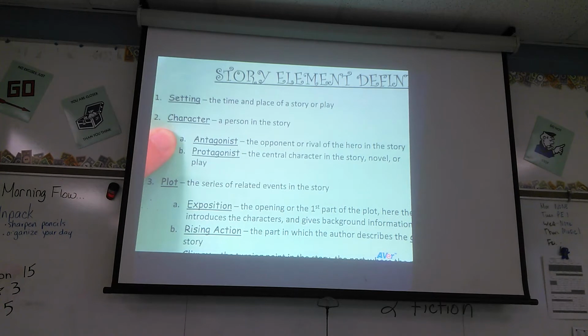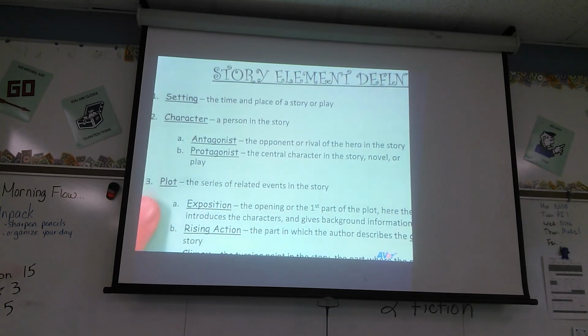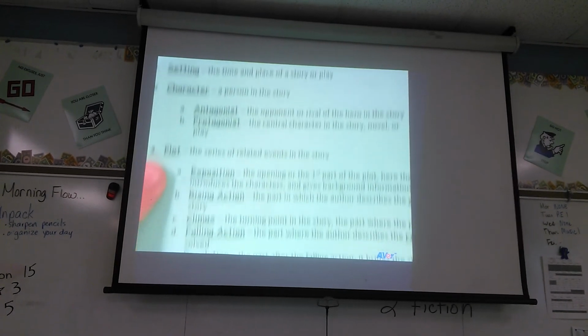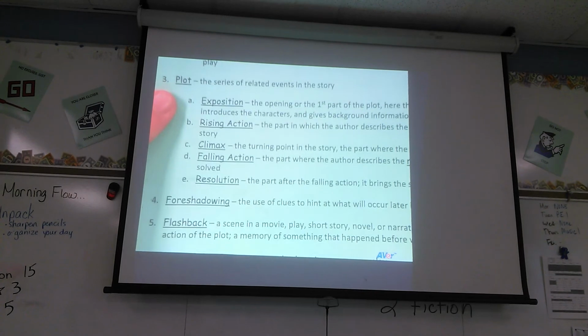The antagonist is the opponent or the rival. If we think about Fox, the antagonist is obviously Fox. The protagonist is the central character in the story or the play. And I would argue in Fox that it is both Fox and Magpie that are protagonists. Okay. Plot is basically the series of related events.